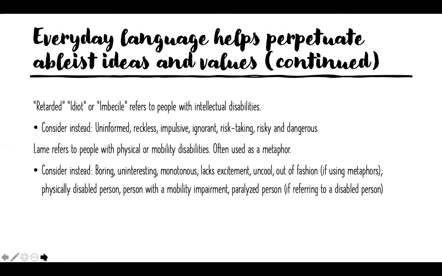Next slide. And there's more. There's lots more. Retarded, idiot, or imbecile refers to people with intellectual disabilities. Consider instead uninformed, reckless, impulsive, ignorant, risk-taking, risky, and dangerous. Lame refers to people with physical or mobility disabilities, often used as a metaphor. Consider instead, for metaphors, boring, uninteresting, monotonous, lacks excitement, uncool, out of fashion. And for physically disabled person, person with a mobility impairment, paralyzed person, if referring to a disabled person. And there's more. Next slide, please.